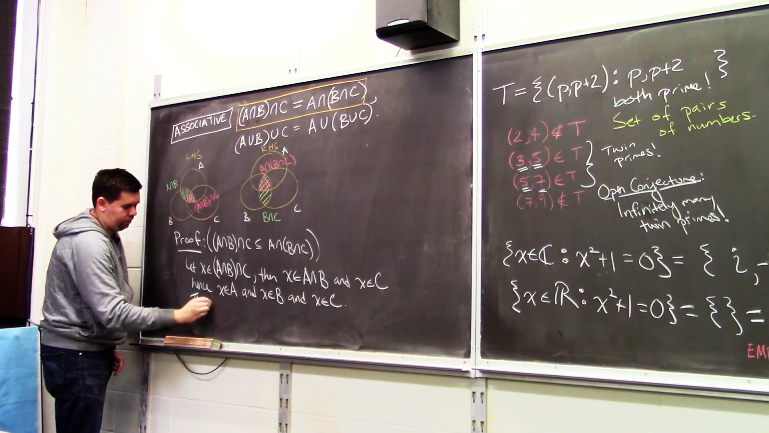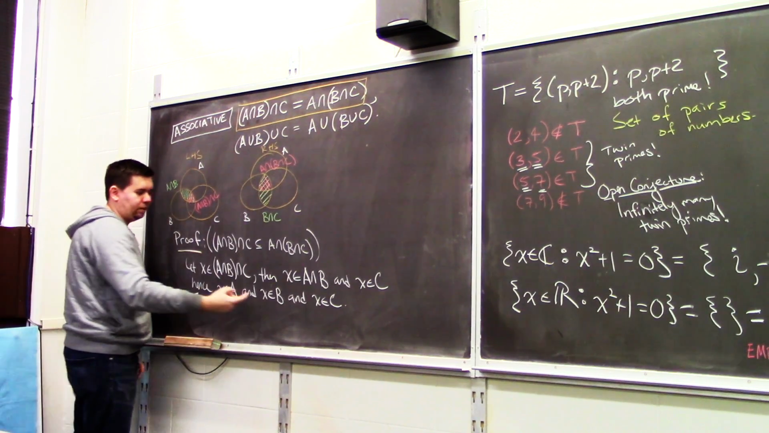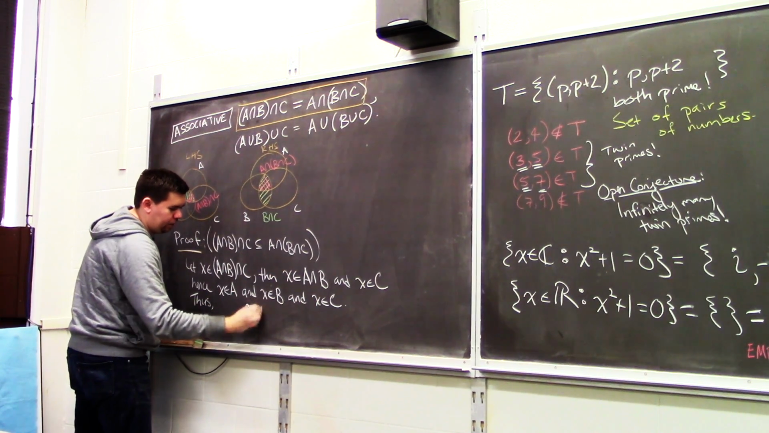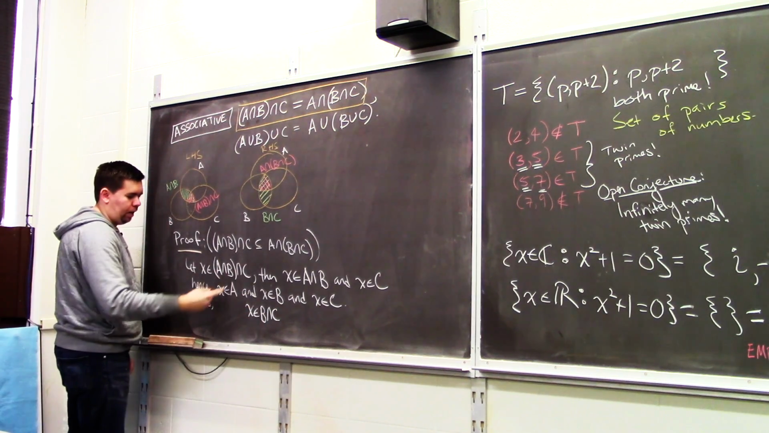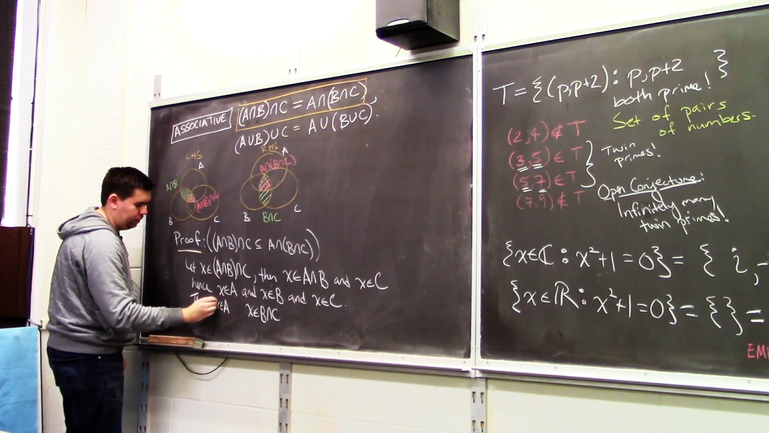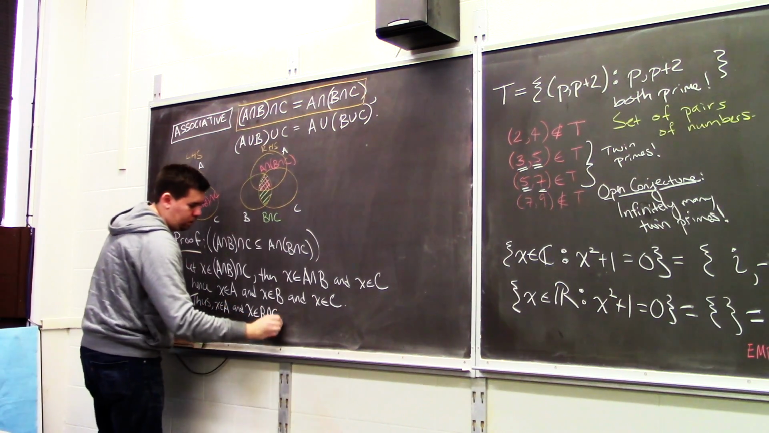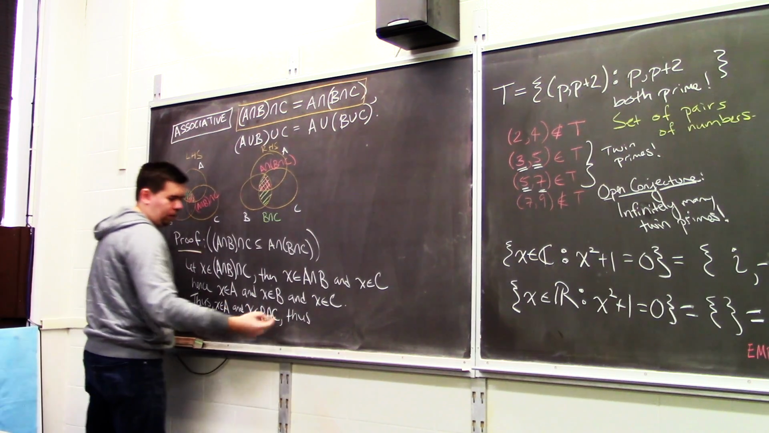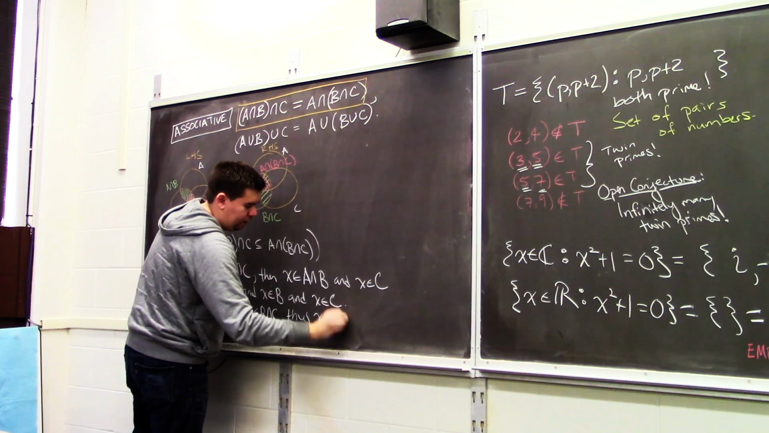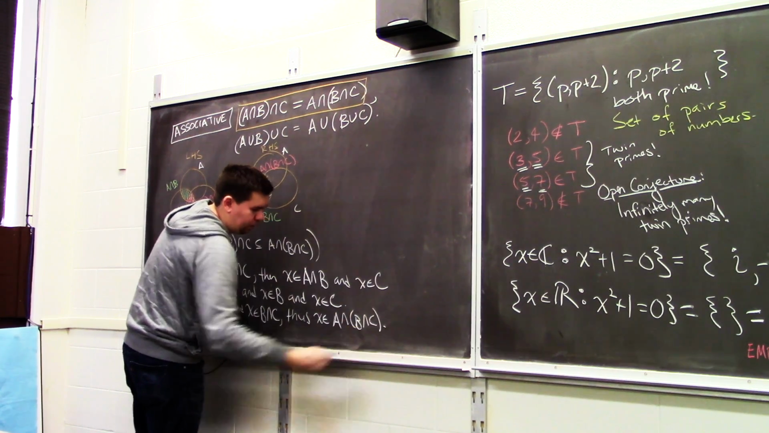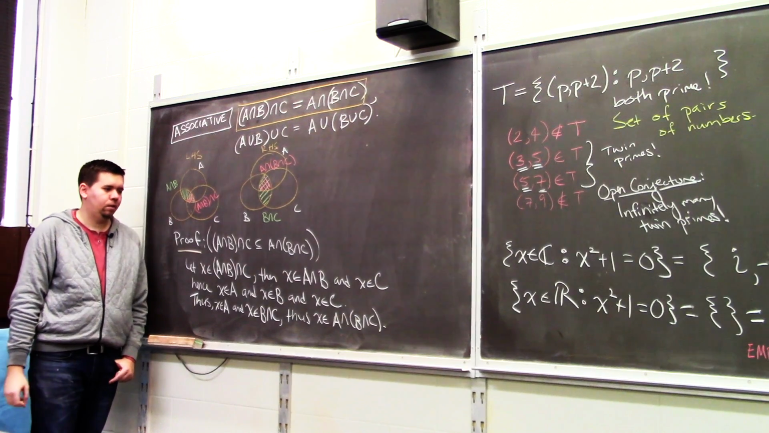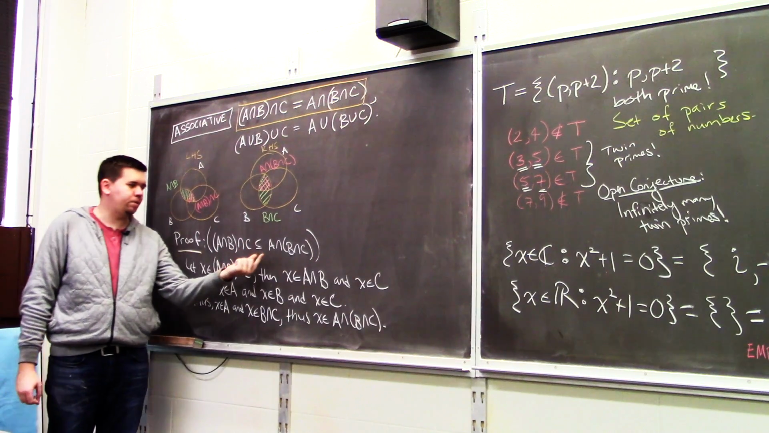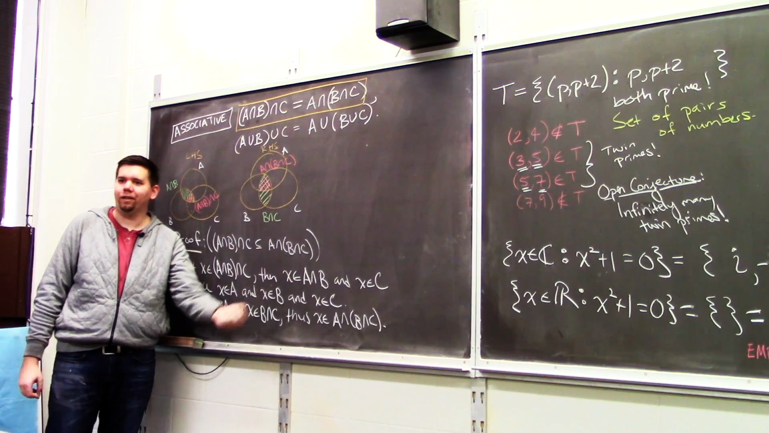Thus, if x is inside of B and C, we can say x is inside of B intersect C, and we still have that x is inside of A. And thus, since x is inside of both A and B intersect C, you can say x is inside of A intersect B intersect C. And so that shows that (A intersect B) intersect C is a subset of A intersect (B intersect C).